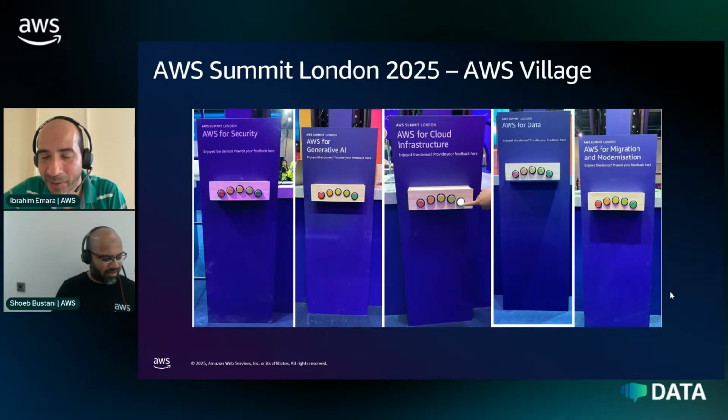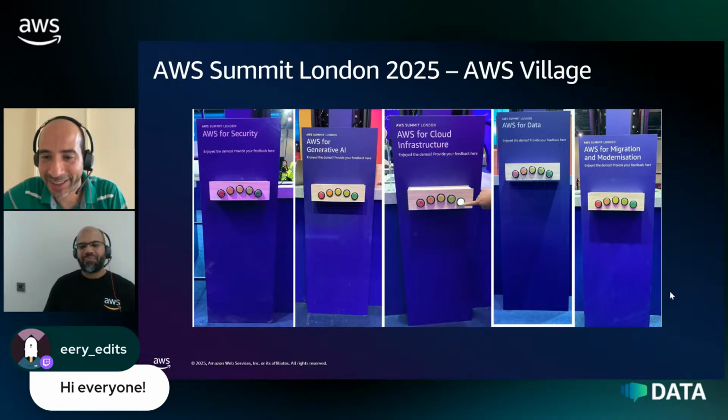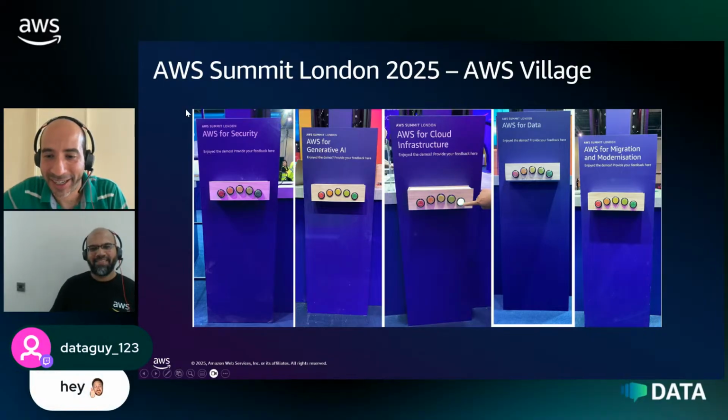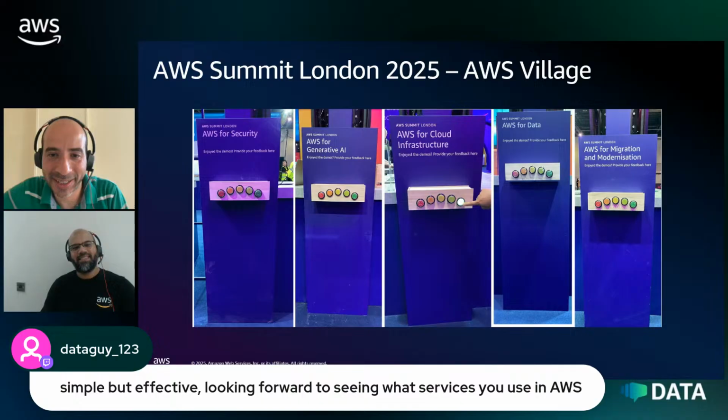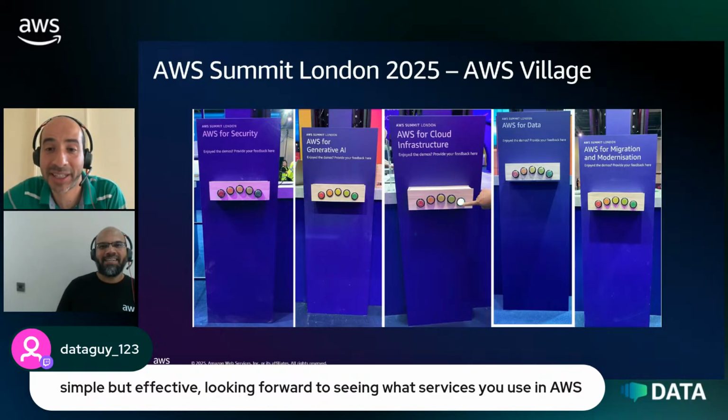We also have our viewers. That's one of our regular viewers. Hi everyone. Hi Iri. And then Data Guy as well. Hey. Simple but effective. Looking forward to seeing what services you use in AWS. Yeah, we will see that in more detail.